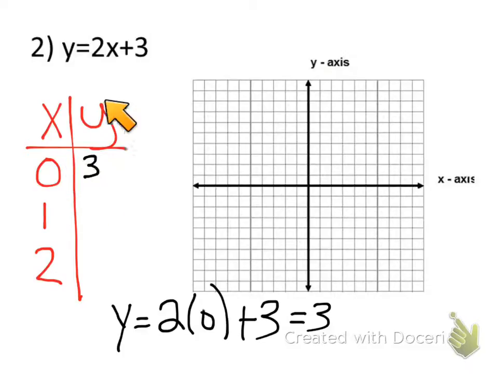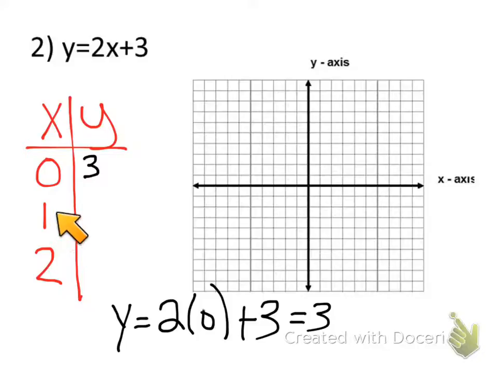Okay, so I'm taking the x out and I'm plugging a 0 in. So what's 2 times 0? And what's 0 plus 3? 3. So my answer here when x is 0, y is 3.